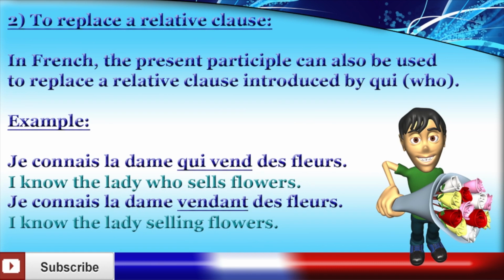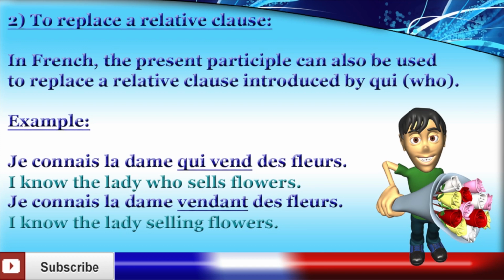And finally, when used as a verb, the present participle can be used to replace a relative clause introduced by qui, that is, who. So, for example, je connais la dame qui vend des fleurs. I know the lady who sells flowers. Je connais la dame vendant des fleurs. I know the lady selling flowers. So as you can see, we have replaced the relative clause qui vend des fleurs with vendant des fleurs, and the meaning of the sentence hasn't changed.